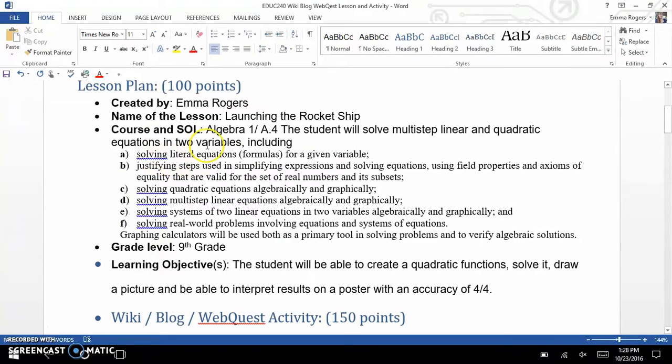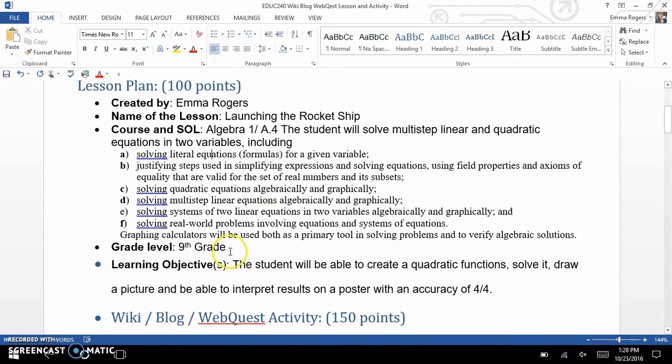A is solving linear equations for a given variable. B is steps used in simplifying expressions and solving equations using field properties and axioms of equality that are valid for the set of real numbers and its subsets. C is solving quadratic equations algebraically and graphically. D is solving multi-step linear equations algebraically and graphically. E is solving systems of two linear equations and two variables algebraically and graphically. And F is solving real-world problems involving equations and systems of equations.